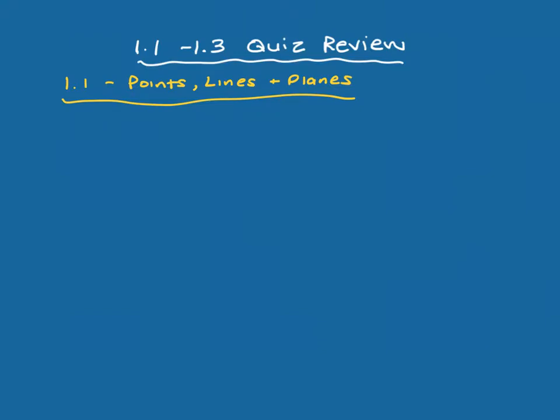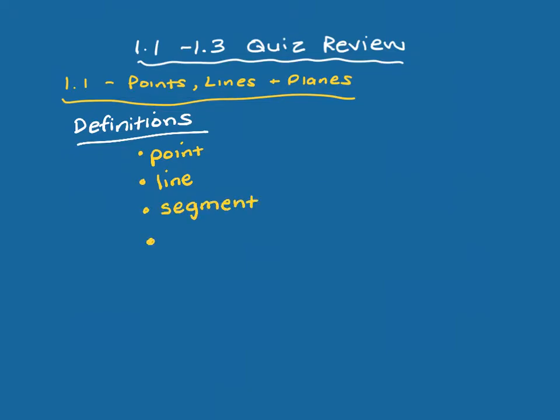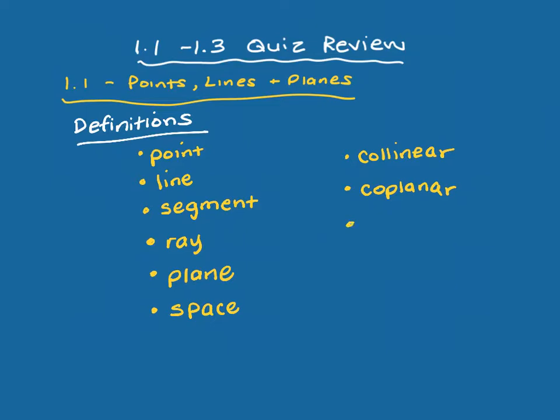All right, so let's talk quiz. So 1.1 was a lot of vocabulary. So you want to know the definitions in 1.1: points, line, segment, ray, plane, space, collinear versus non-collinear, coplanar versus non-coplanar, intersection, opposite rays.